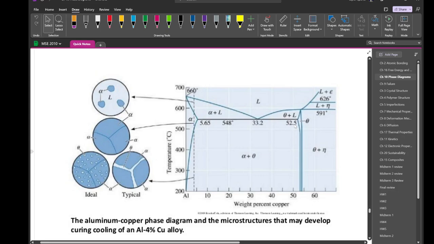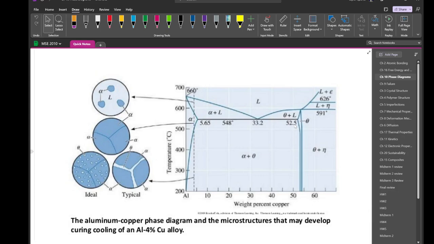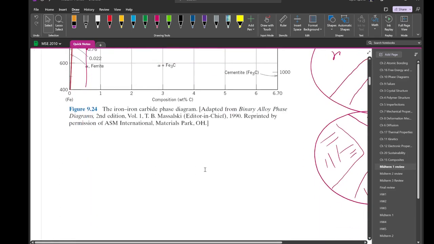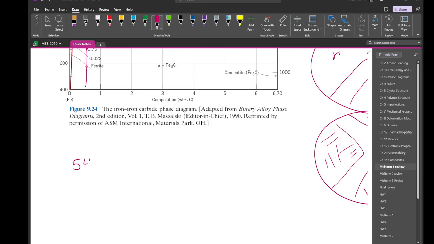I think this might be a 1-to-1 compound, but let's prove it to ourselves or disprove it. Maybe it's something else. So at 55 weight percent, we have this. It's not quite a line compound. There's a very thin region of solubility. It's pretty close to a line compound, but there technically is a little region, and it's at about 54 weight percent. Let's calculate what the formula of that intermediate compound would be. If it's 54 weight percent copper, therefore it's 46 weight percent aluminum.